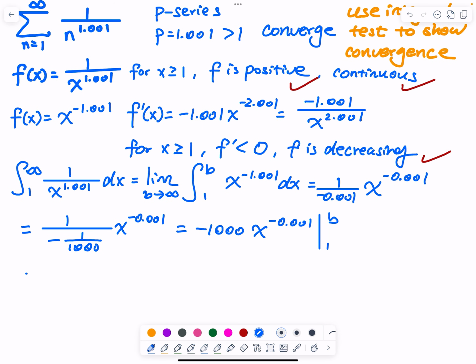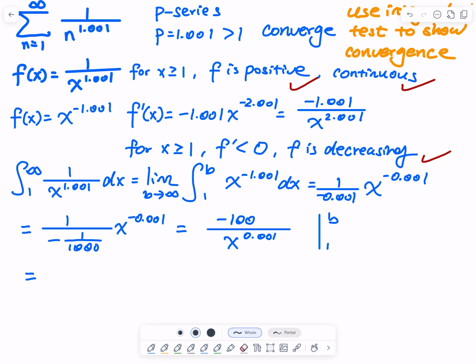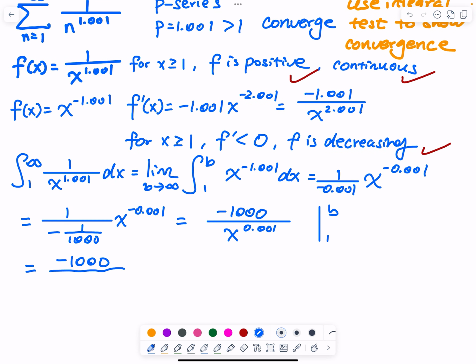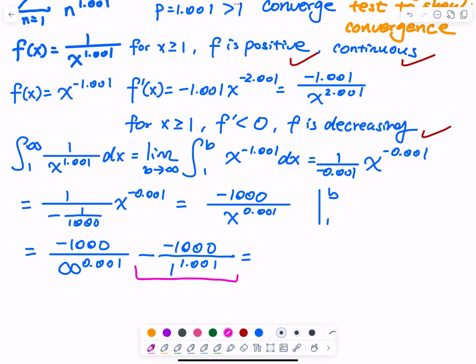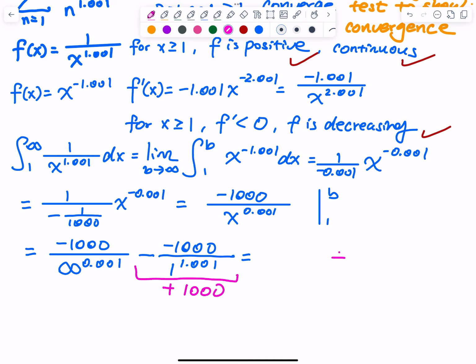Okay, when you plug in infinity, what do we have? I can even do this: I will just write negative 1,000 divided by x to the 0.001. So let's make that look like 1,000. When you plug in infinity, you have negative 1,000 divided by infinity raised to 0.001, minus negative 1,000 over 1 to the power. Okay, what do we have? This one is going to give you a plus 1,000. Let's move this up, and then we have a plus 1,000.